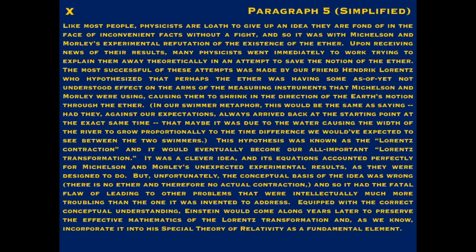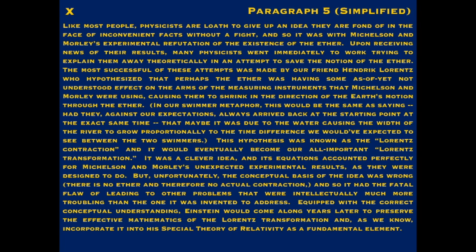In our swimmer metaphor, this would be the same as saying, had they, against our expectations, always arrived back at the starting point at the exact same time, that maybe it was due to the water causing the width of the river to grow proportionately to the time difference we would have expected to see between the two swimmers. This hypothesis was known as the Lorentz contraction, and it would eventually become our all-important Lorentz transformation.